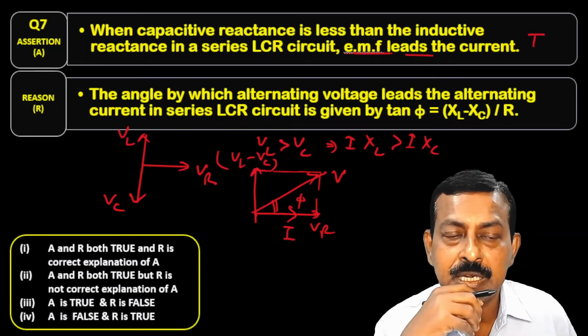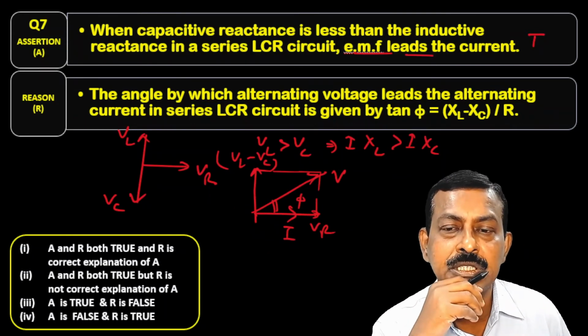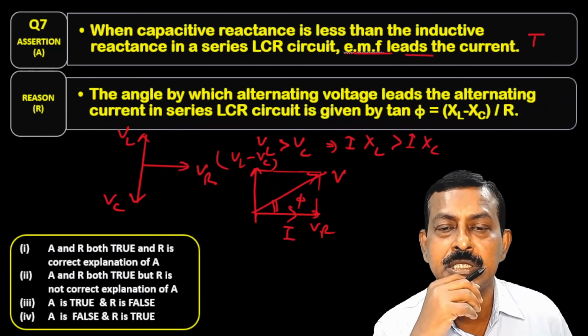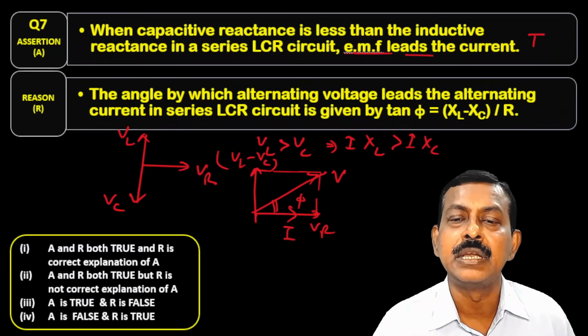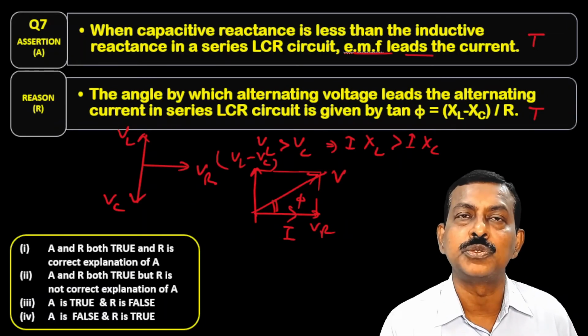And let's take the reason part there. The angle by which the alternating voltage leads the alternating current in a series LCR circuit is given by tan phi = (XL minus XC) by R. So this is also correct. So this is also true.